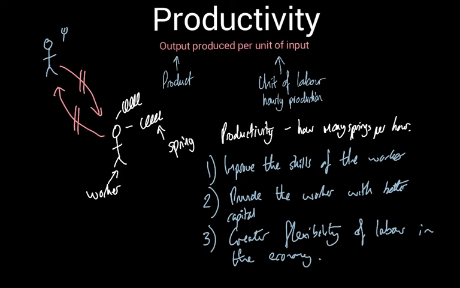So the first two here, these to an extent are controllable by the firm. The firm can try and improve the skills of the workers by training, and they can try and provide the worker with better capital. So those two are to an extent under the control of the firm. The third one there is definitely not. The third one is under the control of the government. That's more of a macro thing. That's getting into the realms of kind of supply side policies and so on.